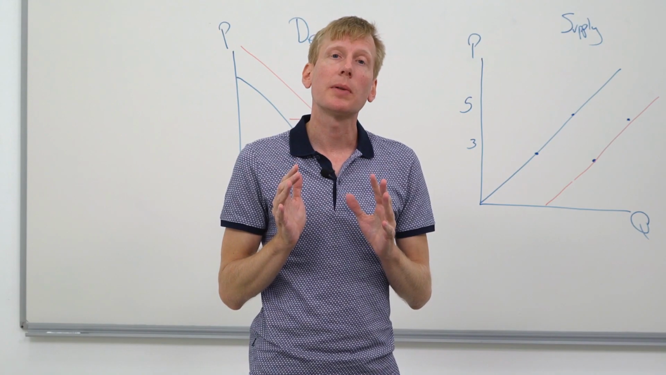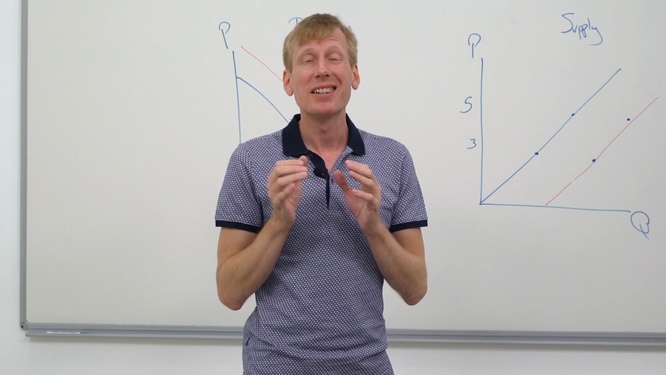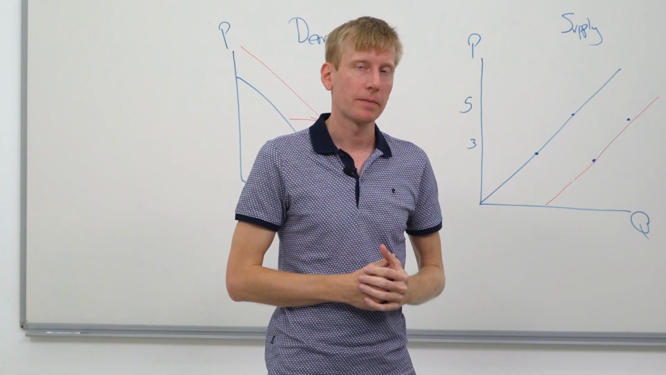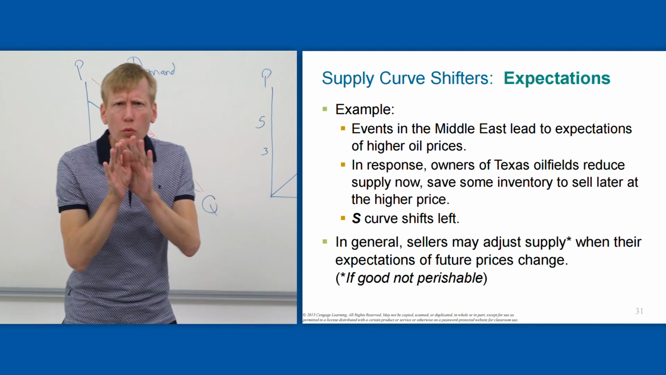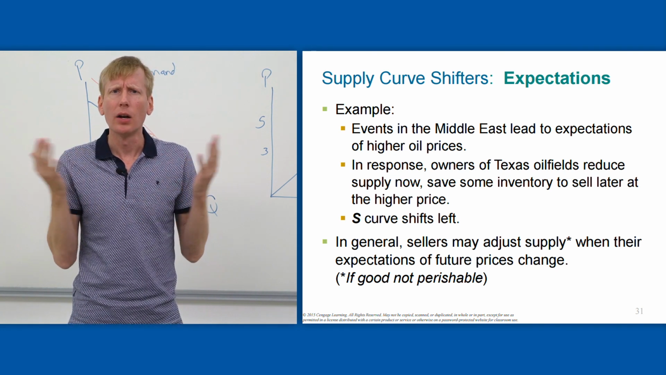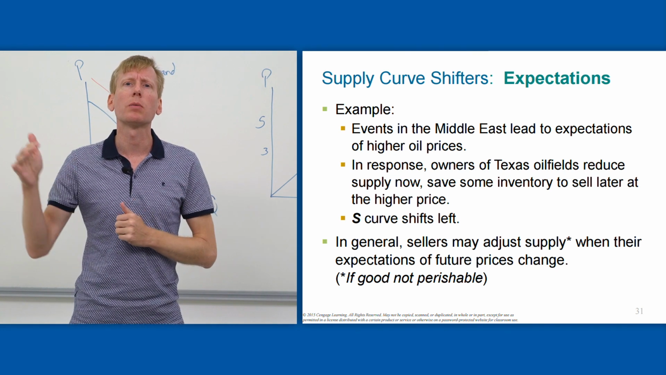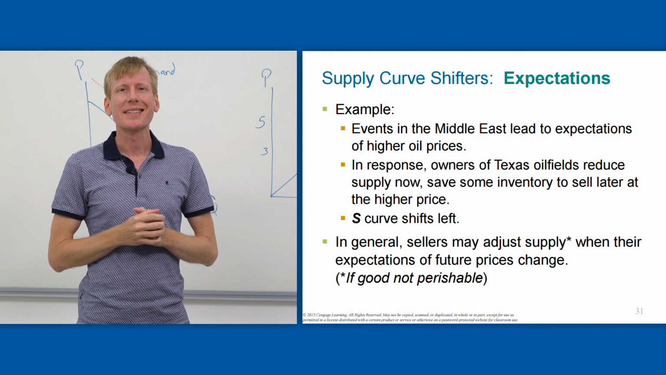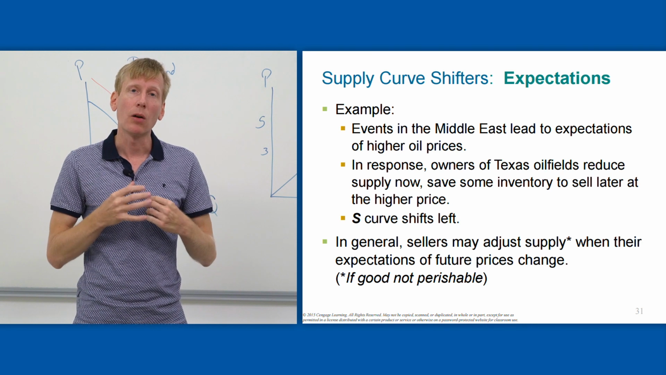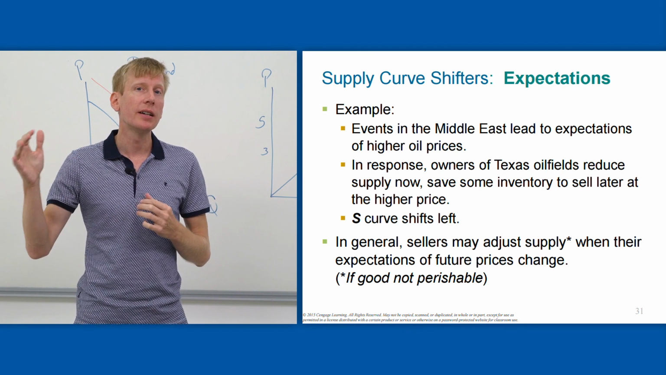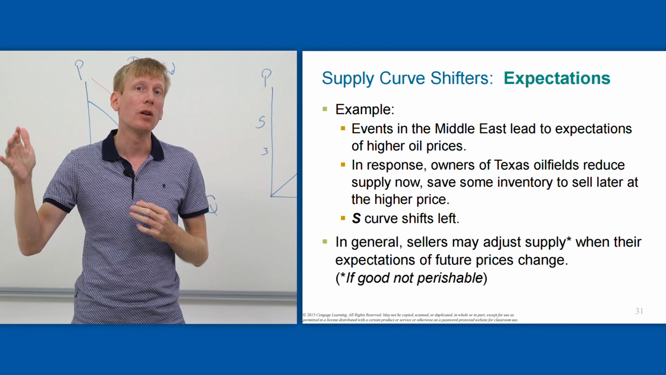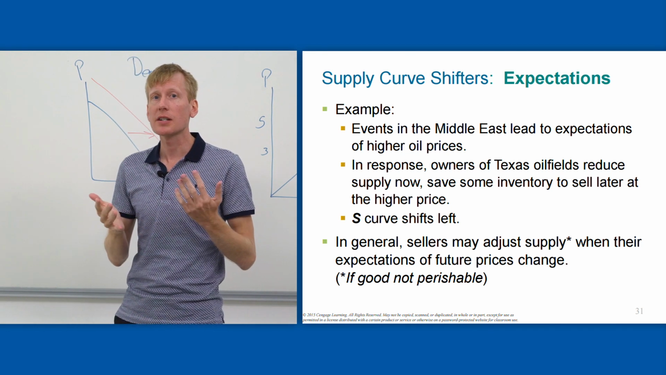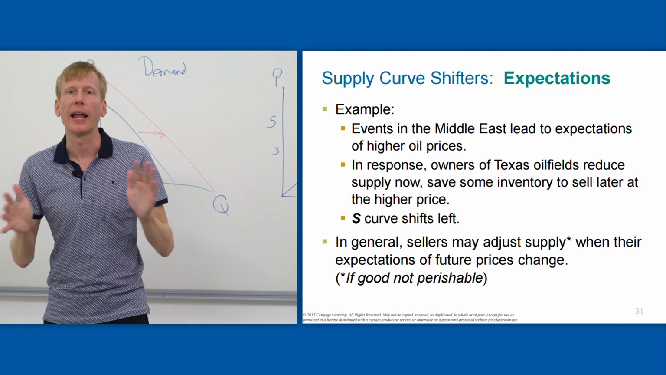And the last of our supply curve shifters is also, just like with demand, expectations. So we talked about in the context of demand, what happens if we think the price will go up in the future? Well, do we want to sell a good right now if we believe that in the very near future the price of that good will go up? Probably not. Now, there are some goods that are very perishable. They don't last.